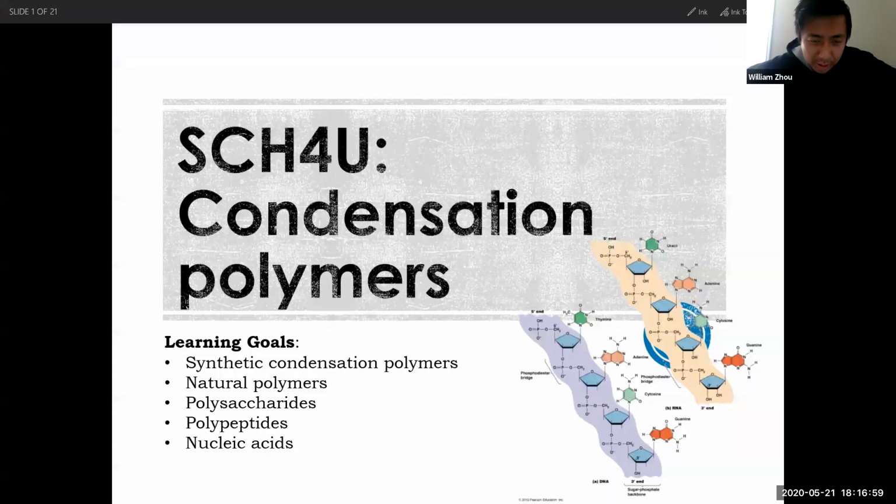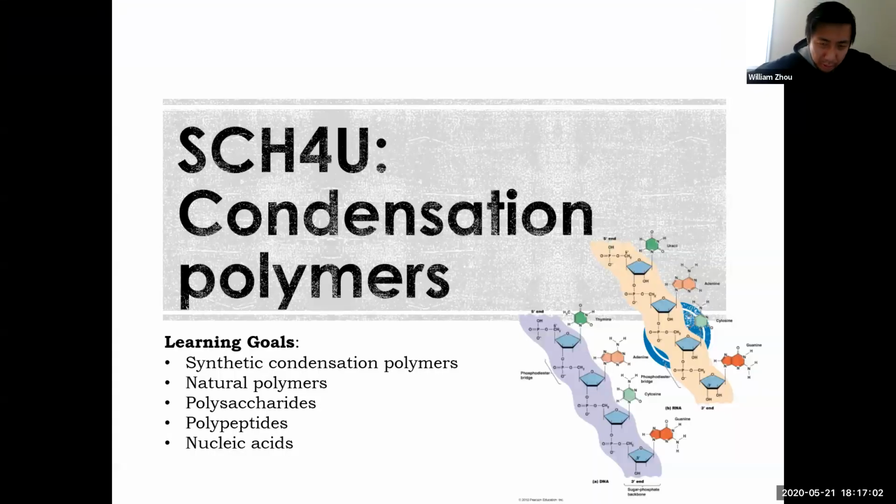All right, so this is lesson 10 in unit 2. This is our last lesson in the organic chemistry unit. It's an extension of the previous lesson. We're still on polymers, except this time we're going to talk about condensation polymers. We're going to talk about synthetic condensation polymers, and then natural polymers. Within natural polymers, we'll talk about the different biological molecules: polysaccharides, polypeptides, and nucleic acids.